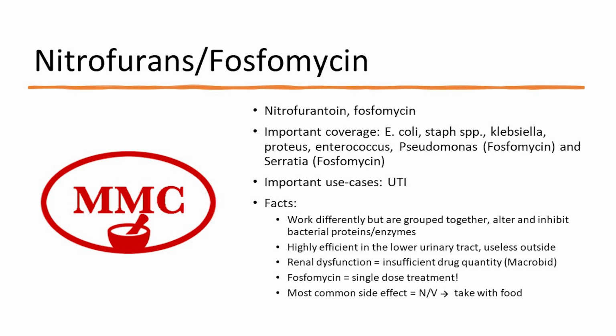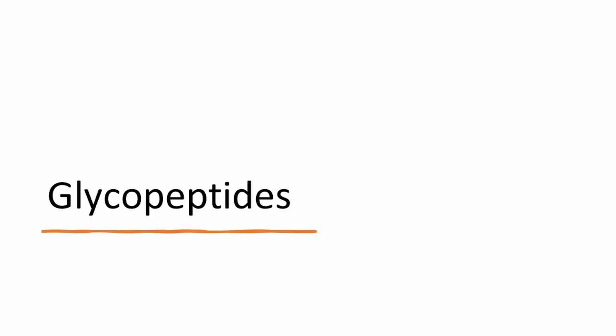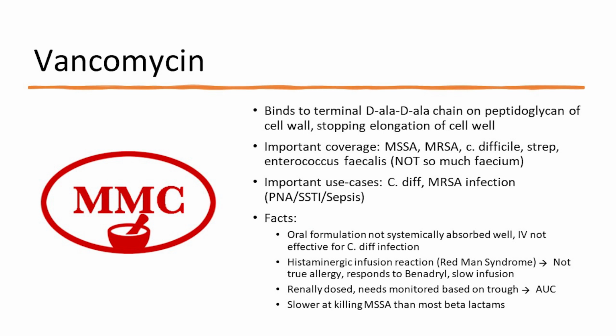All right. Next up, glycopeptides. The first being vancomycin. So vanco works by binding to the terminal D-ala-D-alanine chain on the peptidoglycan of the cell wall. So peptidoglycans come together to make up the cell wall. And by binding to the terminal end, it stops elongation of the cell wall. So it leaves partially constructed or completely unconstructed cell walls, and then your immune system can take care of the rest.